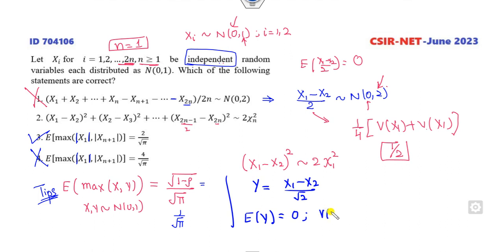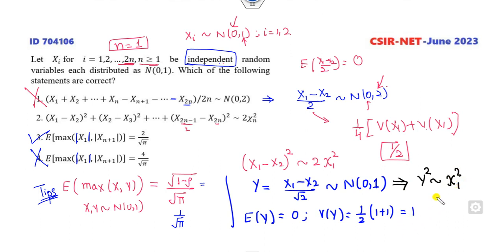What is the variance of Y? It will be 1 over 2, variance of X1 plus variance of X2, which is 1. So what is the meaning of that? It follows the normal distribution of 0, 1. Once Y follows the normal distribution 0, 1, what is the square of this? It follows the chi-square distribution with degree of freedom 1. So what is Y square? Here you can see this is similar to this case when you take Y as here. So it means this is my right answer.